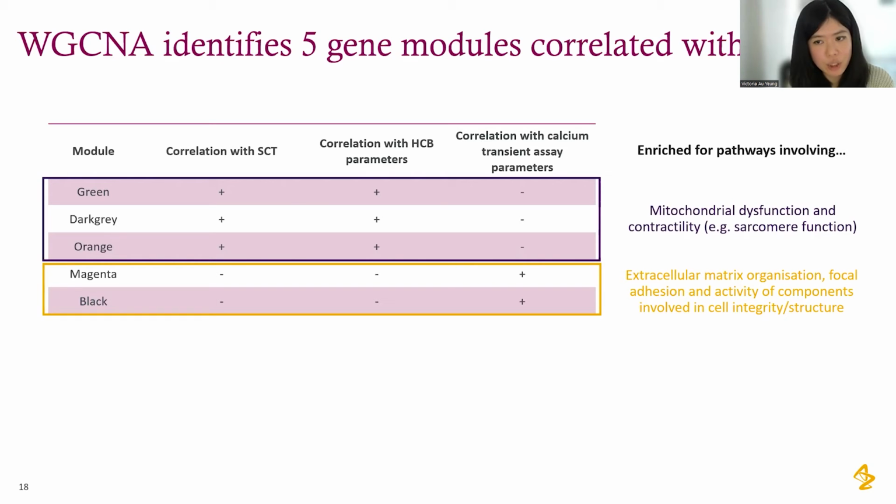These were positively correlated with structural cardiotoxicity and also with high content biology imaging parameters, but negatively correlated with calcium transient assay parameters. And when we perform an enrichment analysis on the genes in each of these modules, we get pathways linked to mitochondrial dysfunction and contractility.